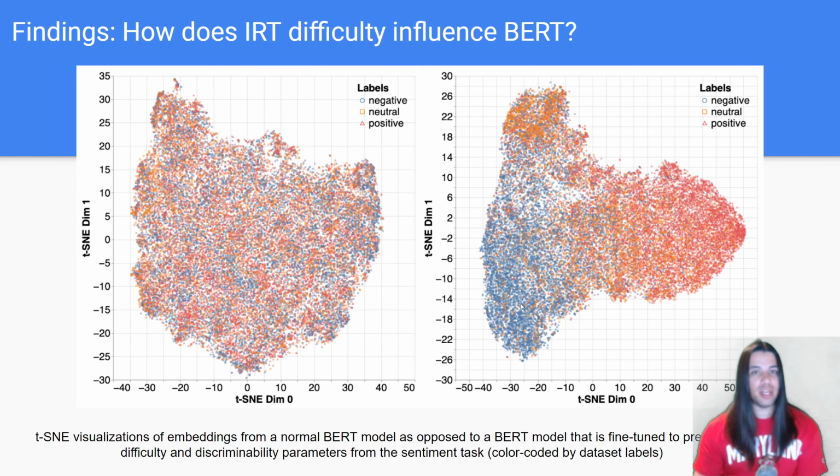So on the left, we have the normal BERT model that doesn't seem to cluster negative, neutral, or positive labels, and on the right, using those IRT parameters, it does. This is not too surprising a result because the IRT parameters kind of reveal the difficulty, and it seems like the difficulty of some labels is probably easier than others. Particularly, I believe neutral is a more difficult class.